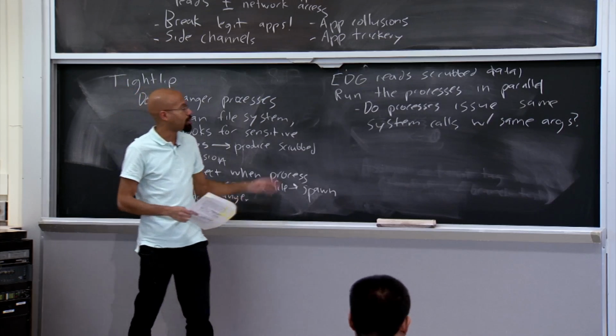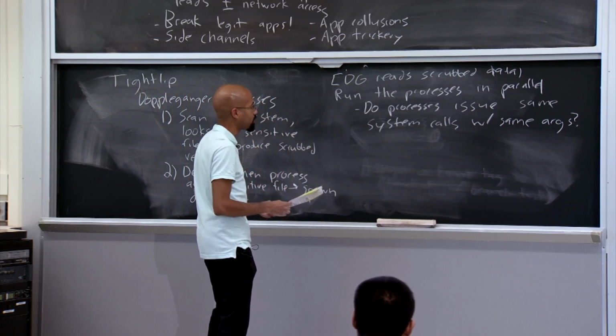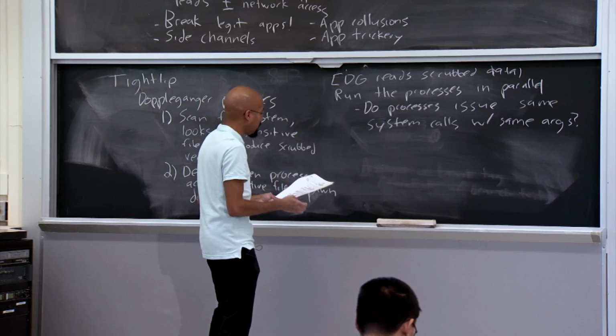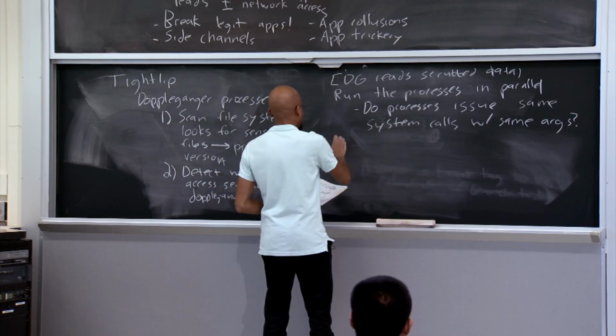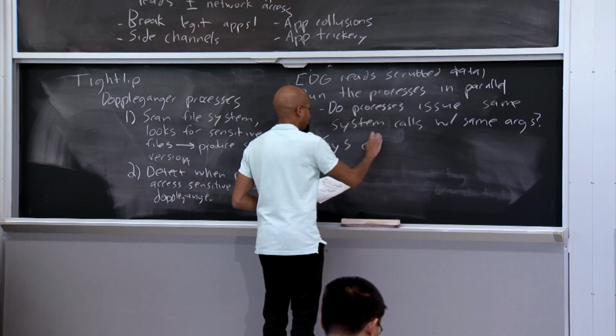So essentially, TightRope will let these processes run and then check these system calls. And then it might happen that in some case, the syscalls diverge.